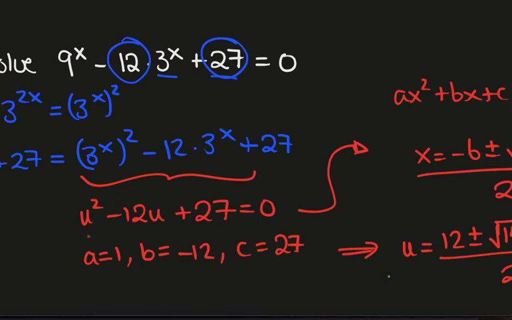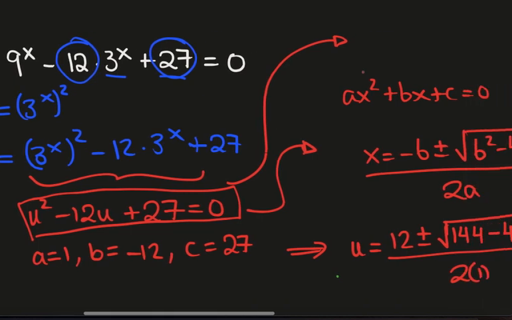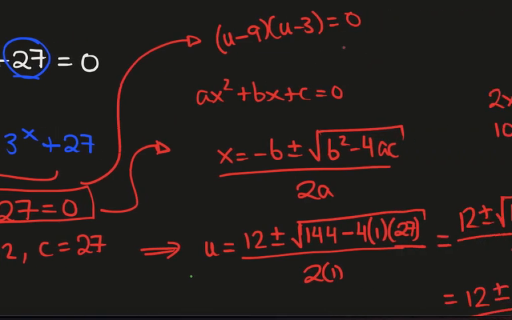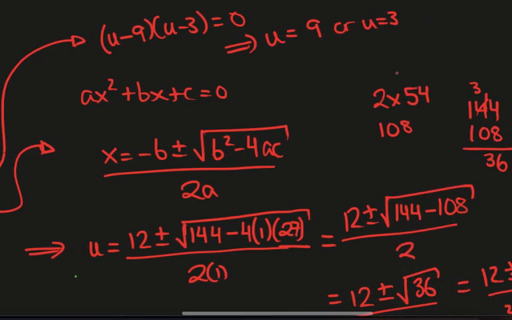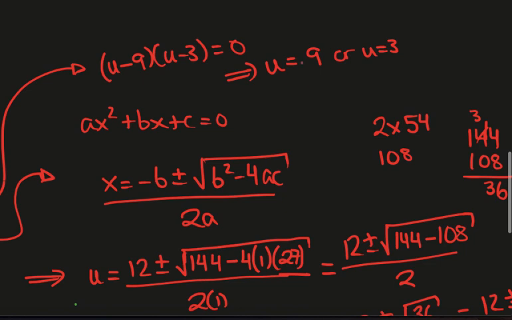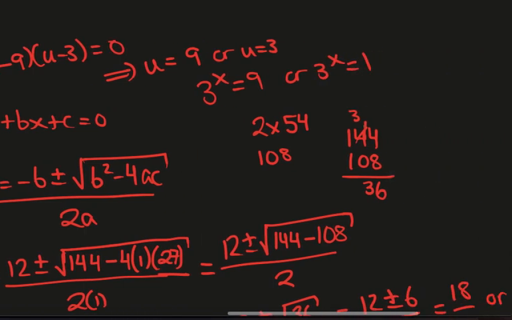So we have this quadratic equation. We can factorize it as, well, we couldn't factorize it immediately, but we can use the result from the quadratic formula, which is u minus 9, u minus 3 equals 0. So what we find is u is equal to 9 or u is equal to 3. And, well, we don't want u, we want x. So we know that 3 to the x equals 9 or 3 to the x equals 3.